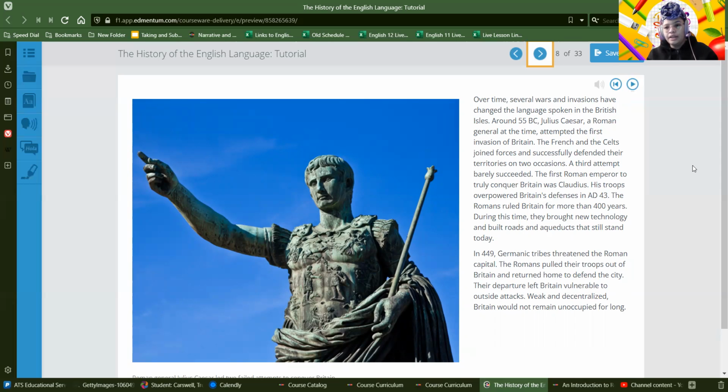So then the next thing that they tell you is that the Romans ruled for 400 years. That's a lot of time for their language to change, to be influenced by the Romans. And in 449 AD, the Germanic tribes from up north threatened the Roman capital. So they left Britain. And after that, Britain fought back and forth with lots of different people. And every time they lost or were conquered, they had to change their language to fit and make room for the people who conquered them and how they spoke, so that people could communicate and understand what they were saying.